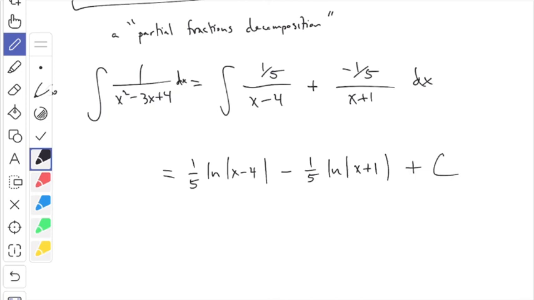So what I used there was this thing, the integral of 1 over ax plus b is equal to 1/a natural log absolute value ax plus b. Now in this example, the a's were both 1, so we didn't have to worry about the a's. The b's were the 4 and the 1. They don't really matter. They do appear in the answer, but you don't have to worry about them.